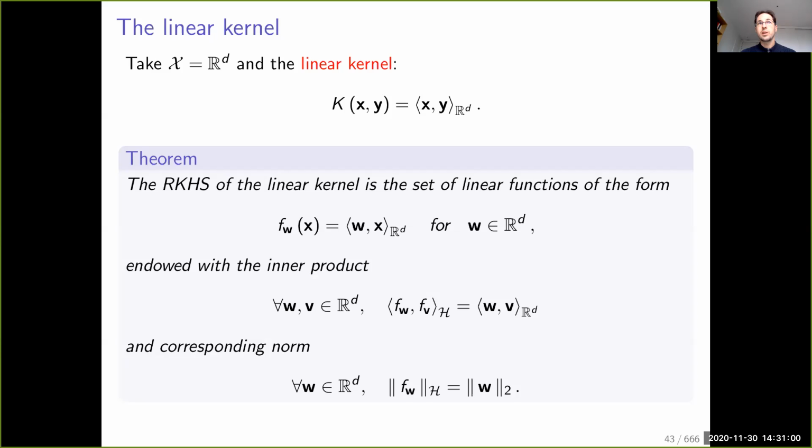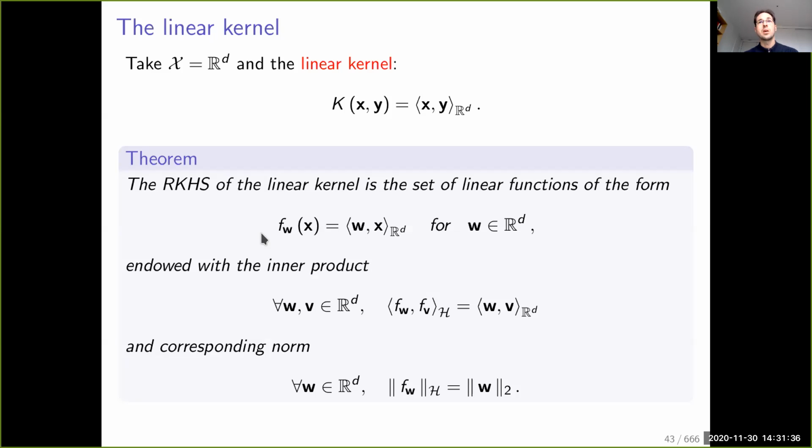So indeed, the RKHS of the linear kernel, when the data lives in R^D, is simply the set of linear functions. So what is a linear function here? It's a function which can be written as an inner product, okay? Where the inner product is parameterized by a vector w, which also lives in R^D, such that we are going to write these linear functions as functions f_w parameterized by w. Okay, and basically f_w, for us, would mean the same thing as the vector w here.